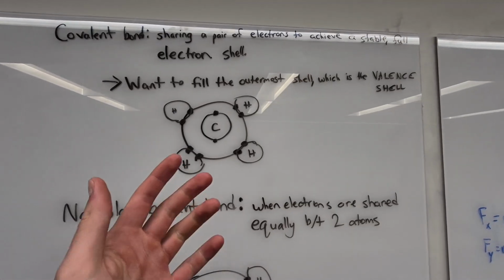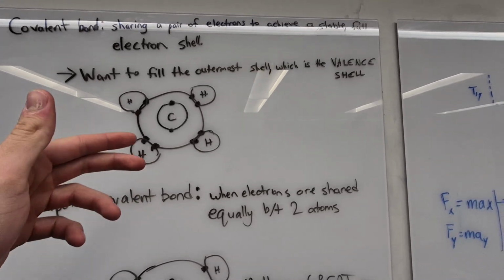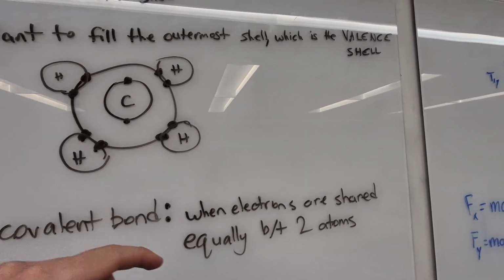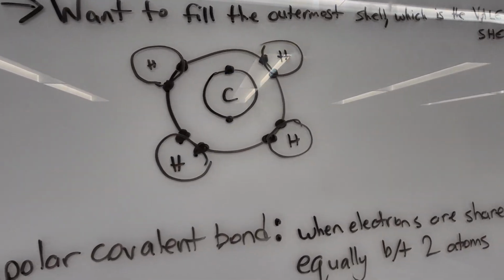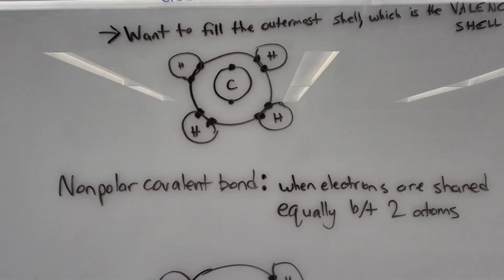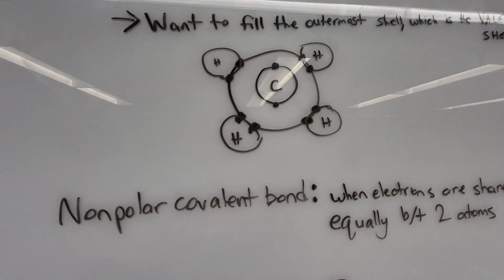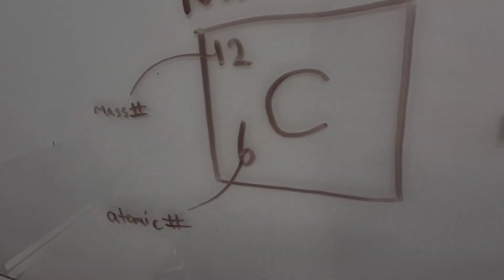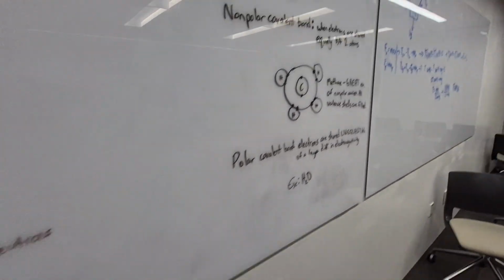So basically the goal of a covalent bond is you want to fill the outermost shell of electrons fully, which is the valence shell, right? So this is a great example of the equal sharing of electrons to achieve a full valence shell. We got 4 hydrogens here and 1 carbon. The atomic number of carbon is 6, right? Meaning that it has 6 protons and 6 electrons.